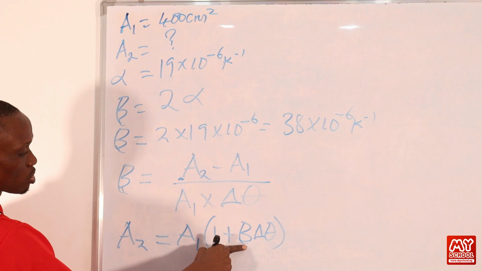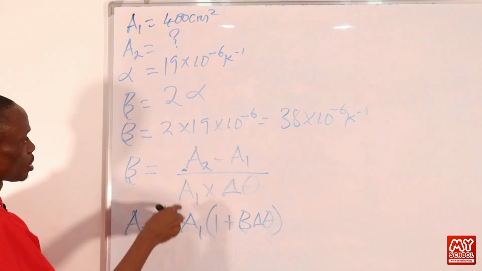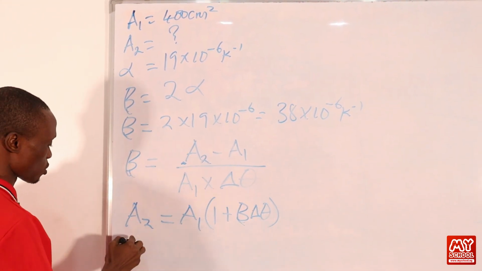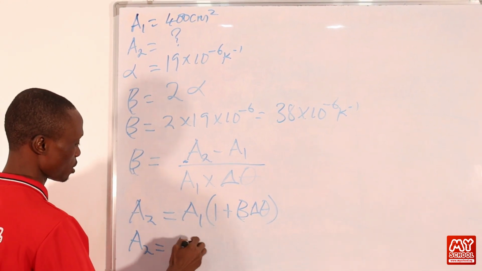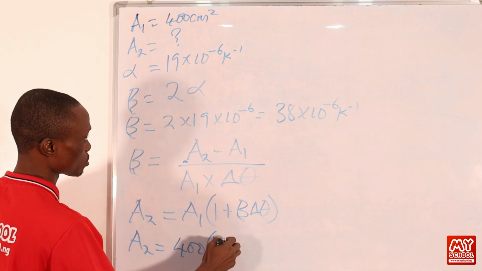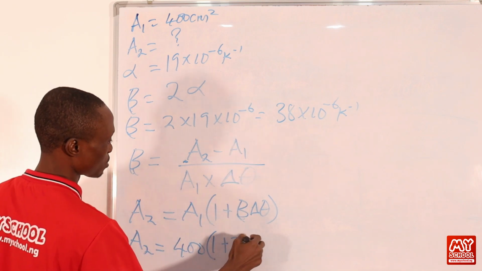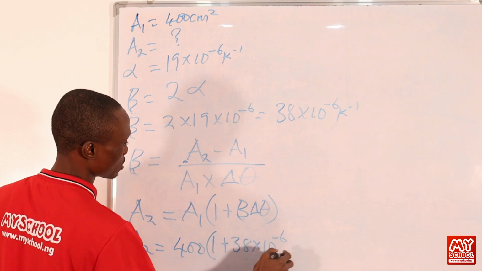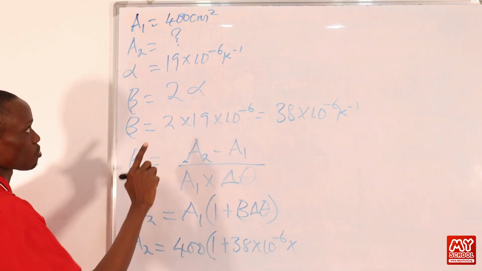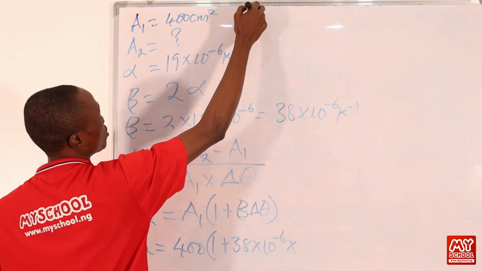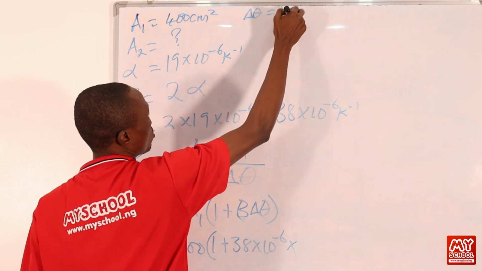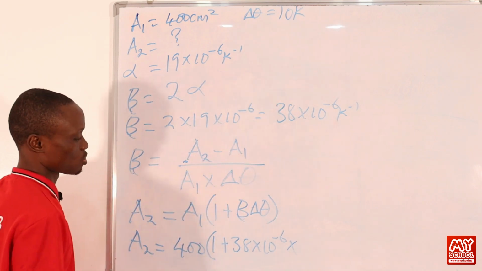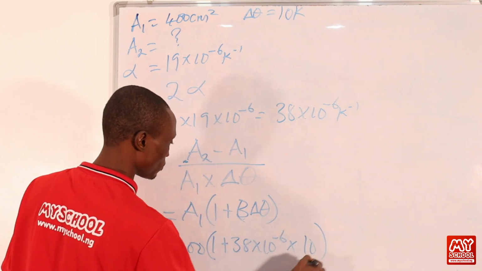But remember, we've gotten the value of this, so we just substitute the given data into this formula. So A2 is equal to A1, which is 400, then bracket open 1 plus 38 times 10 raised to power minus 6, then times the temperature rise. In this question, the temperature rise was given to us to be equal to 10 Kelvin, right? So here we put 10.